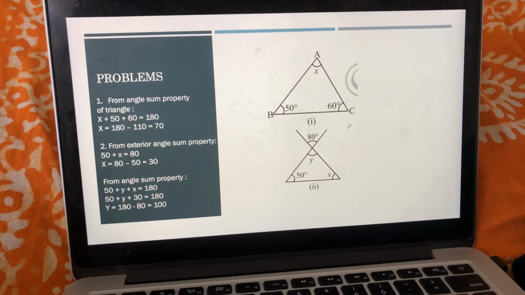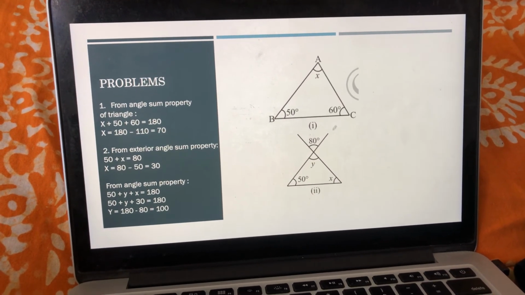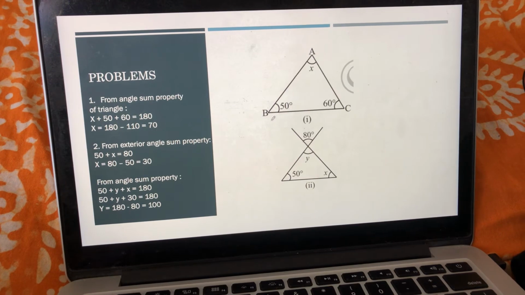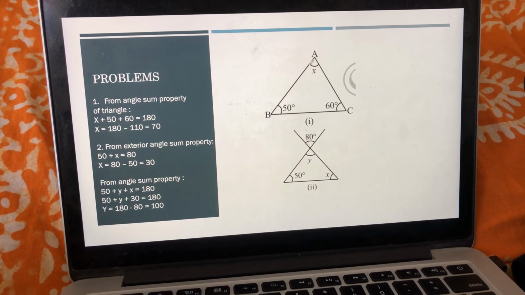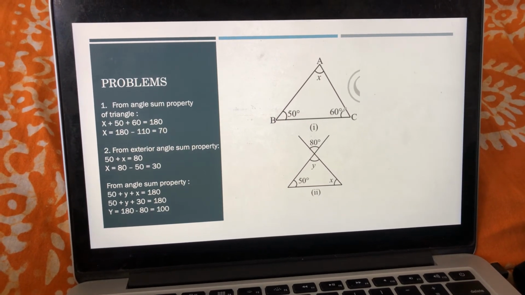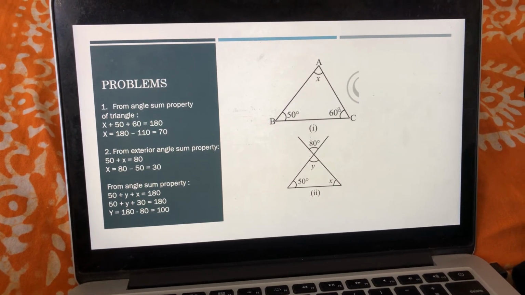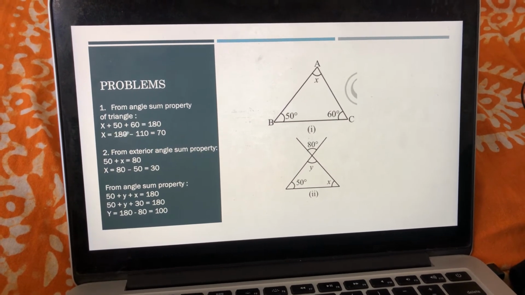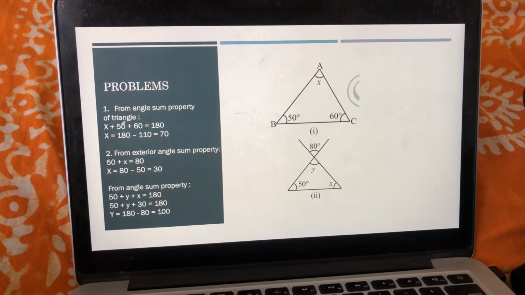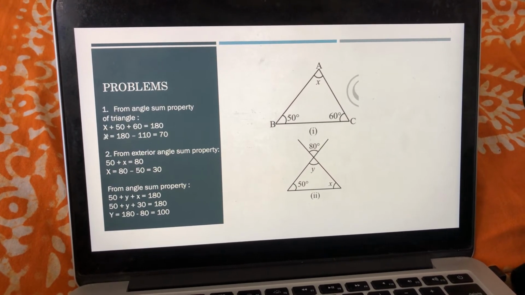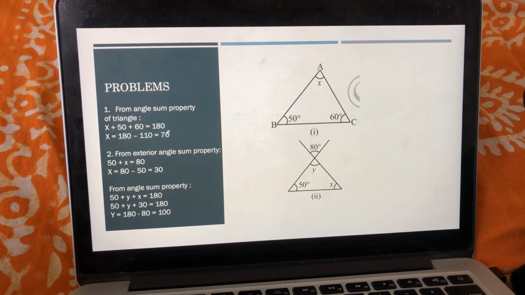Okay, let's move on to the next problem section. So we have a triangle ABC. We have to find x. We know from the angle sum property that x plus 50 plus 60 is equal to 180 degrees. So x is nothing but 180 minus the sum of these angles, that is 110 degrees. So x is nothing but 70 degrees.